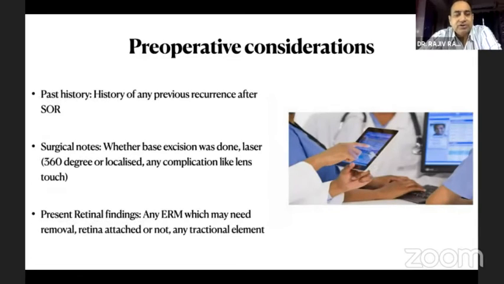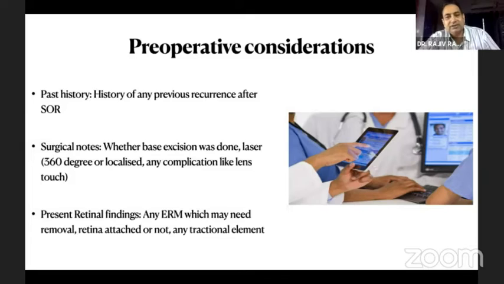You want to go ahead looking at his past history, whether there was any previous recurrence after SOR. Many times a patient comes with a redetachment, you have again put in oil, and that's the time you're planning its removal. You want to keep the oil for a little longer period. Look into your old surgical notes, whether you have done a complete base excision or not.